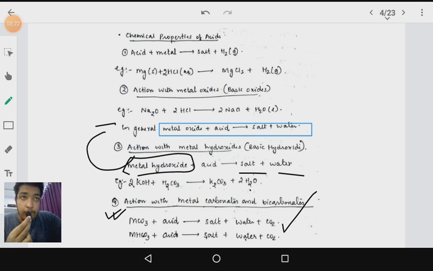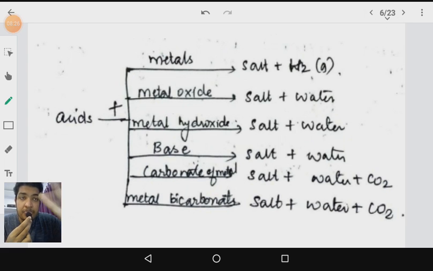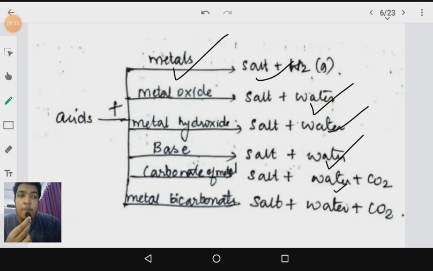So now we have finished the basic chemical properties of acids. Here I have a flowchart showing all these chemical properties. Acids when treated with metals result in the formation of salt and hydrogen. Acids plus metal oxides give salt plus water. Acid plus metal hydroxide will give salt plus water. With a base also it will give salt plus water. With carbonates and metal bicarbonates it will form salt plus water plus carbon dioxide.